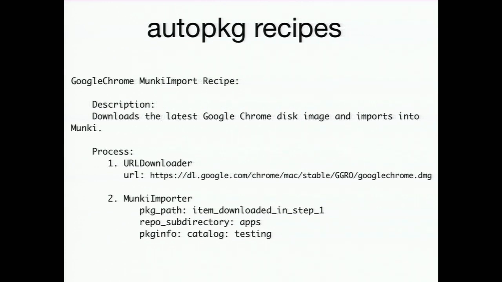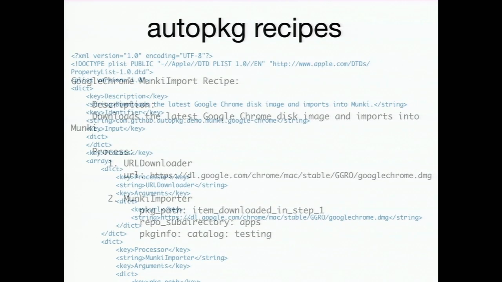Looks very similar. We're going to give it a description, and we're going to say, step 1, use the processor called URL downloader to download this URL. Step 2, use the processor called Munki importer to import what you just downloaded, and here's some flags I want you to set when you import. So conceptually, that's exactly what we're doing. It's the steps that we were going to tell a human to do, but instead we're telling the computer to do it. Now in practice, the recipe doesn't look quite as easy to read as that because we want machines to be able to read it.